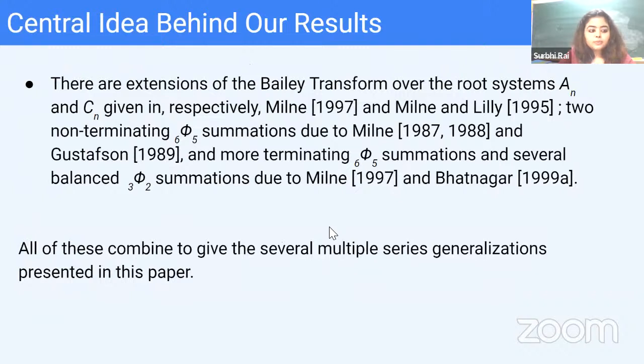Okay, so there are extensions of the Bailey transform over the root systems A_n and C_n given by Milne and Lilly. We have non-terminating 6ψ5 summation due to Milne and Gustafson, and more terminating 6ϕ5 summations and several balanced 3ϕ2 summations due to Milne and Bhatnagar. So using all of this, by substituting them in the obtained expression, we will give several multiple series generalizations which we have presented in this paper.